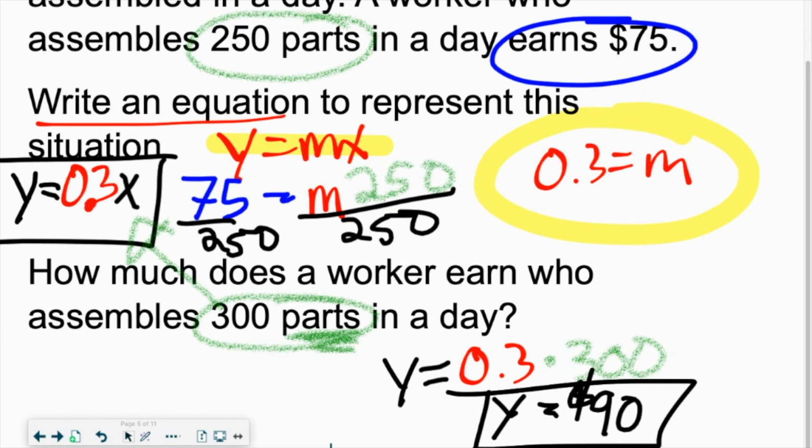Now remember, we're not told how long these 300 parts took to make. So don't think to yourself that a person only made $90 in one day working. No. This is just the context of the problem. He made $90 for 30 parts together.